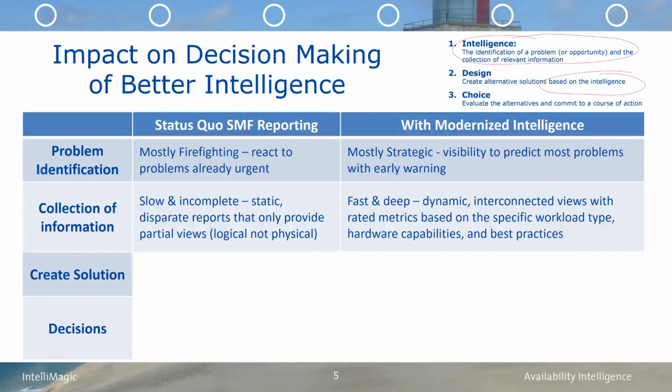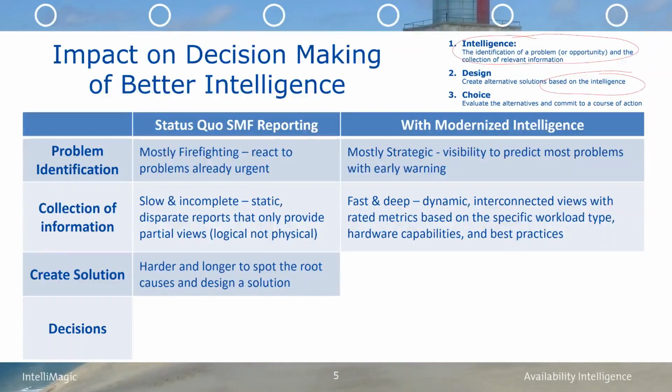A modernized approach will provide fast information, so you don't have to do any coding and gathering of reports and manipulation of data, and a deep view into really what's going on, with interconnected views and rated metrics about whether this is good or bad based on this particular type of workload running on this configuration of hardware, and whether it is in line with the best practices that we've established. If you could have intelligence that can flag something for you that violates any of those characteristics, that's extremely powerful and beneficial for the decisions that you make on operating the platform for high availability.